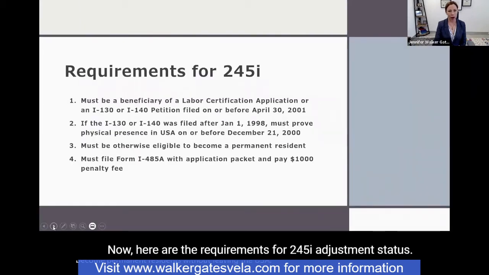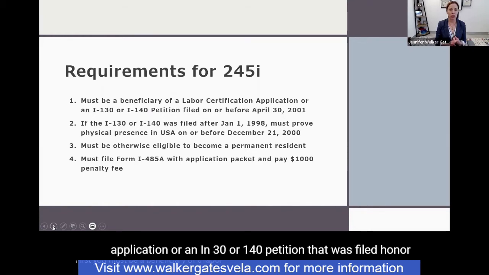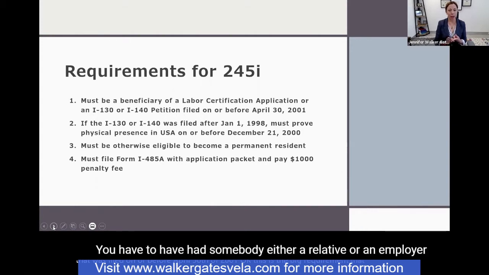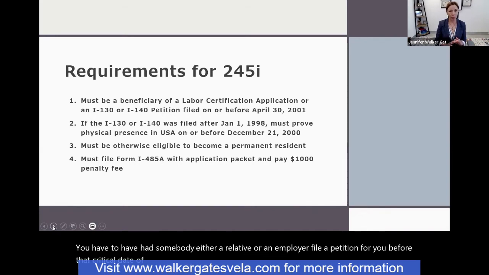Now, here are the requirements for 245I adjustment of status. First, you must be a beneficiary of a labor certification application or an I-130 or I-140 petition that was filed on or before April 30th of 2001. Okay, this is the big requirement that most people can't meet. You have to have had somebody, either a relative or an employer, file a petition for you before that critical date of April 30th, 2001.